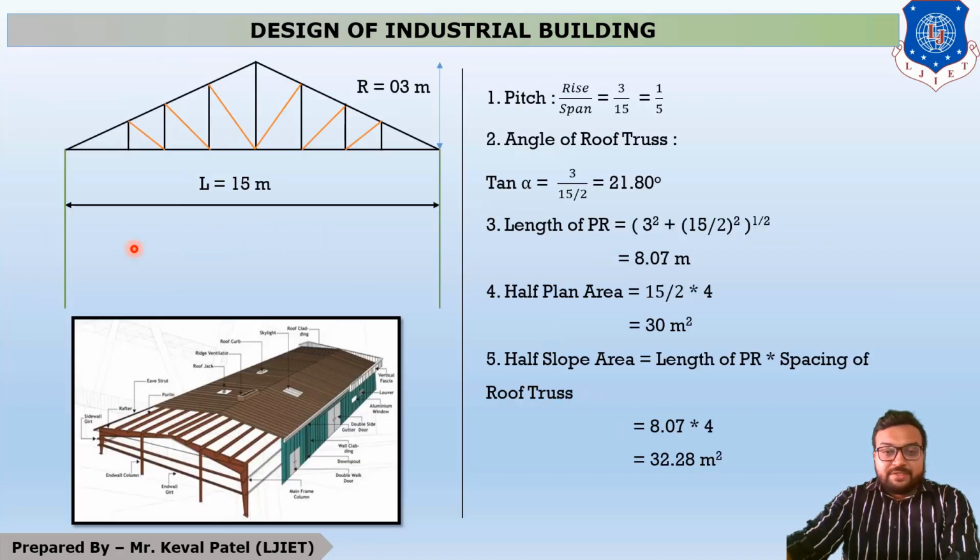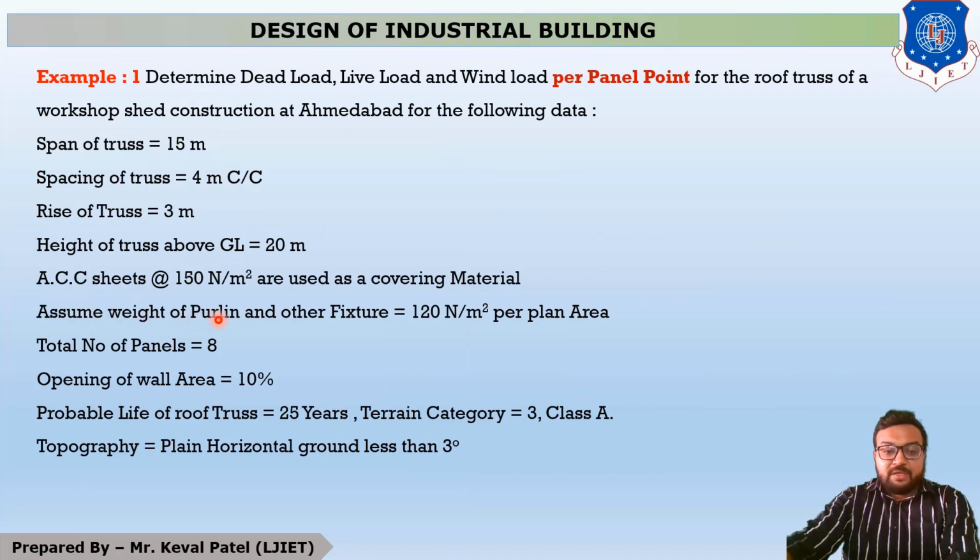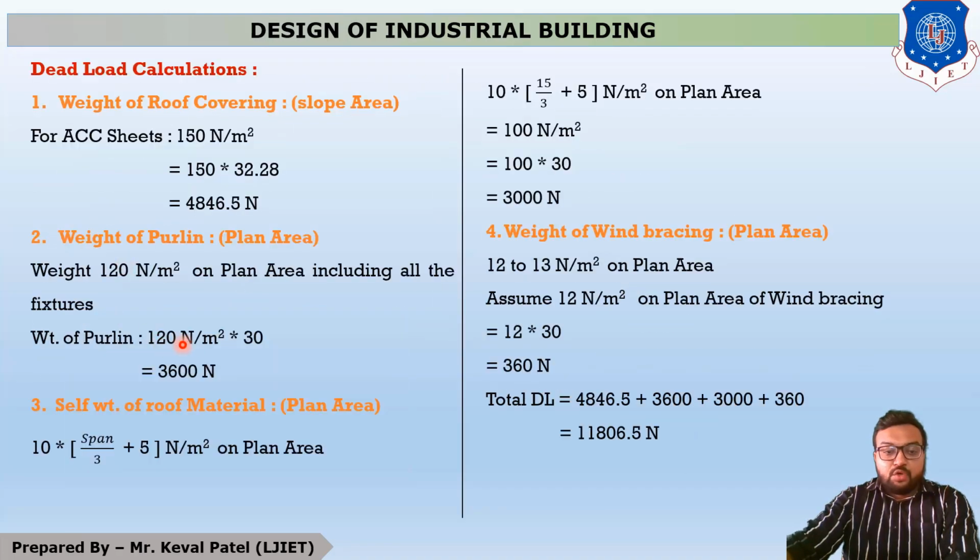Second is the weight of purlin. Now you can see that the self-weight of purlin and other fixtures is given as 120 newton per meter square. So it is 120 into 30 because we have to consider half plan area. So our total load is 3600 Newton.